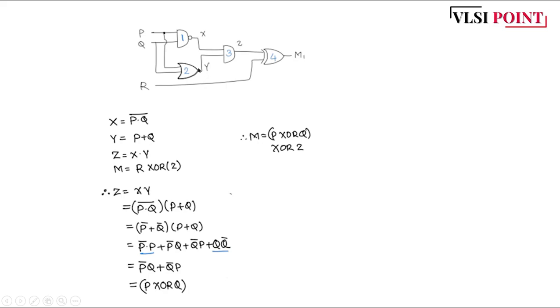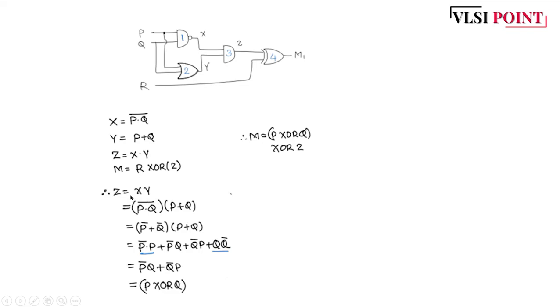As usual, we have numbered the gates. Outputs are X, Y, Z for the respective gates 1 to 3. See, X is nothing but P into Q bar. Y is nothing but P plus Q. Z is equal to X into Y, which you can see is an AND gate. So just put the values of X and Y in the Z equation. X is nothing but P Q bar, Y is nothing but P plus Q. P Q bar is nothing but P bar plus Q bar. If you multiply completely, you will be left with P bar Q plus Q bar P, as those highlighted terms will be cancelled. That is nothing but XOR of P and Q.